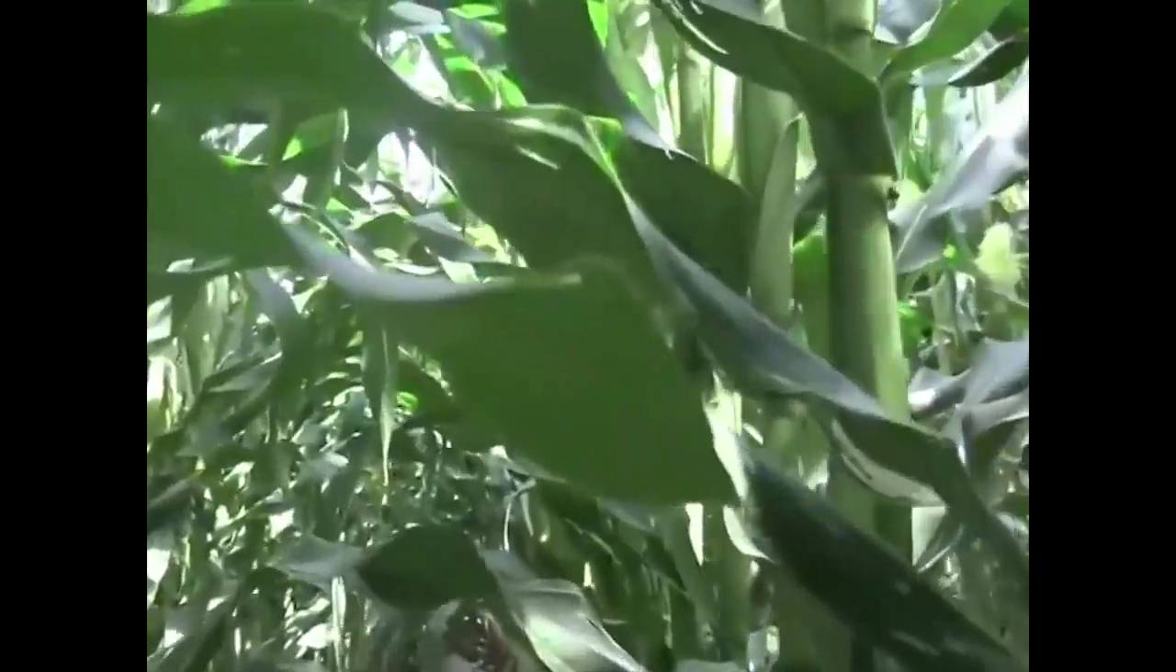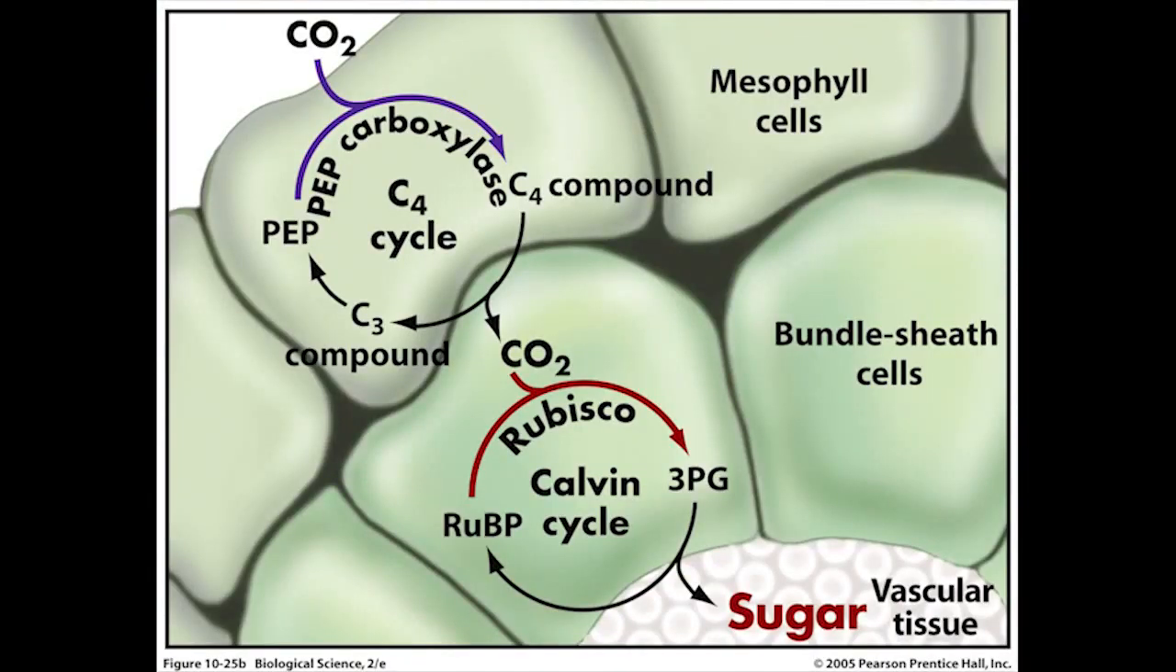The second type of photosynthesis is called C4. In this type, CO2 is transferred from the surface mesophyll cells to the Hatch-Slack pathway prior to the Calvin cycle. CO2 is added to a PEP carboxylase. This will produce a 4-carbon compound, hence the name C4.